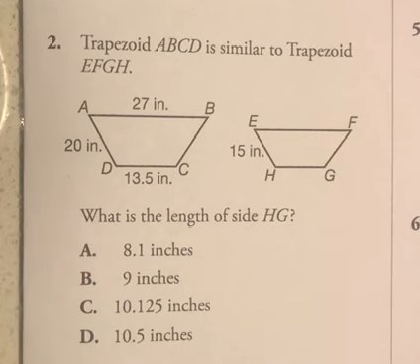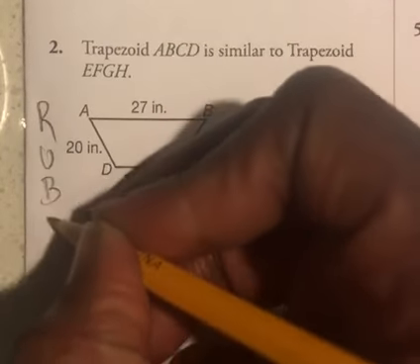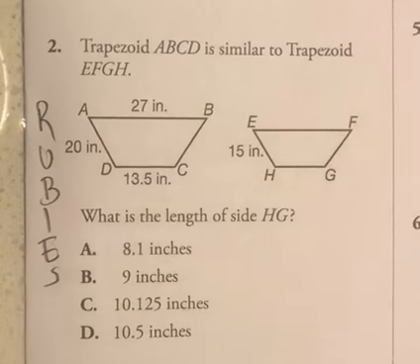So let's go ahead and quickly look at question number 2 and check our answer. Of course, we're going to use RUBIES, so I'm going to go ahead and write RUBIES down now. Let's go ahead and read once.